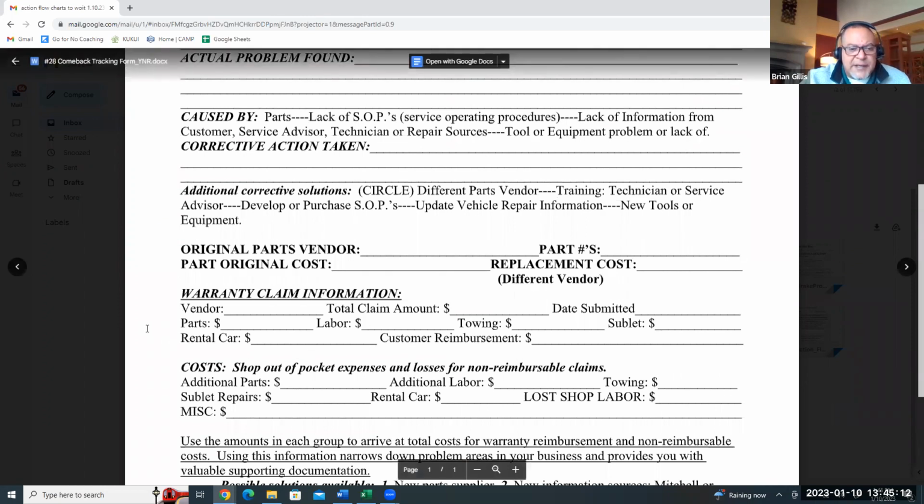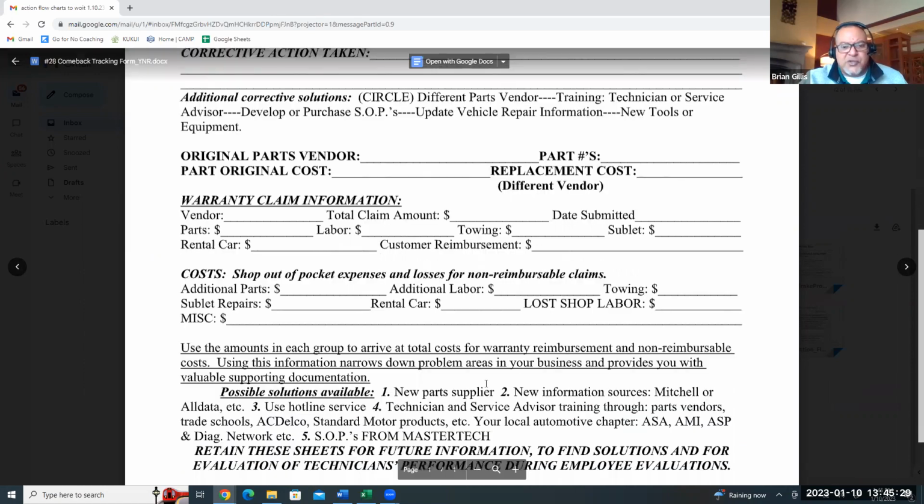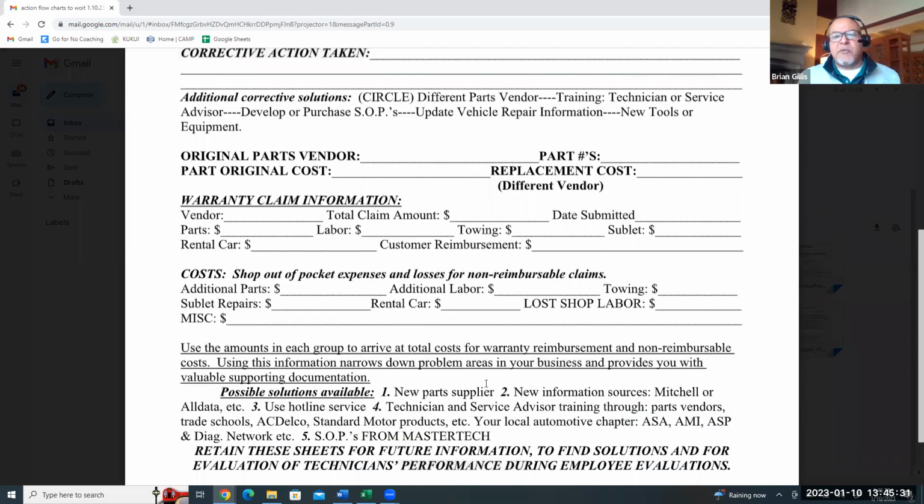And then down here: costs, shop out-of-pocket expenses and losses for non-reimbursable claims, any additional parts, additional labor, towing, sublet, rental car, lost shop labor, and miscellaneous. And then it says use the amounts in each group to arrive at a total cost for warranty reimbursement and non-reimbursable costs. Using this information narrows down problem areas in your business and provides you with valuable supporting documentation.